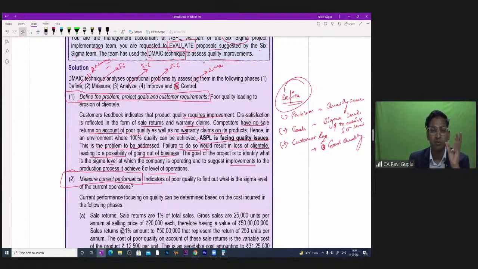Now, how is the quality, at what level are you operating? There is a level of operation. How many defects are you creating? So the indicator of poor quality is used to find out what is the Sigma level of the current operation. See, generally what is the Sigma level? It is the defects per million opportunities. So according to the defects, we can identify at which Six Sigma level we are.